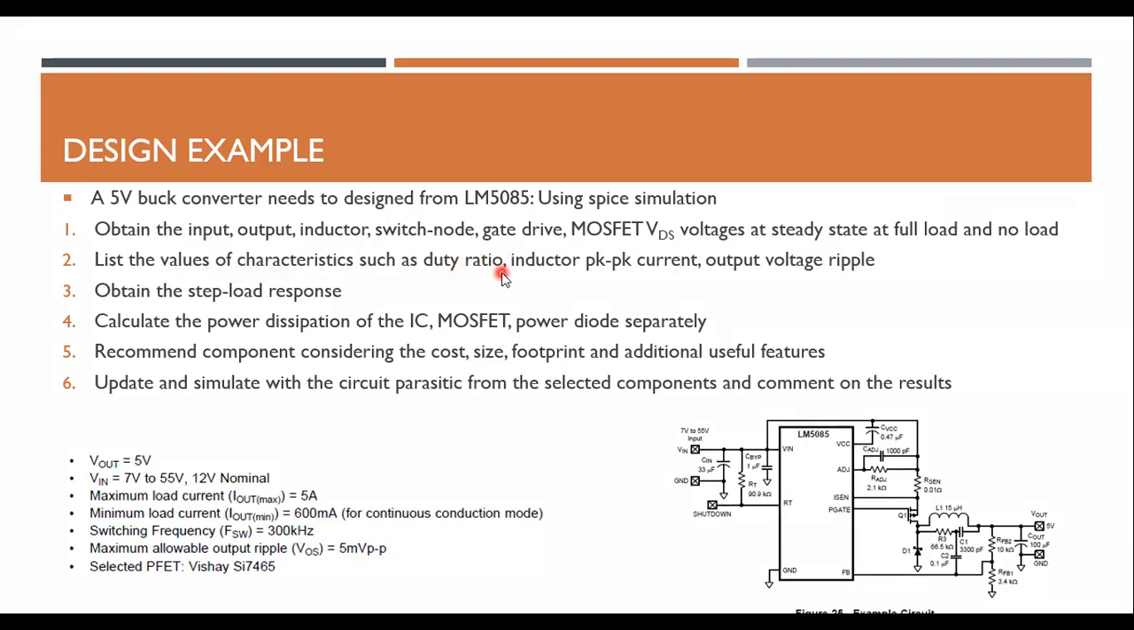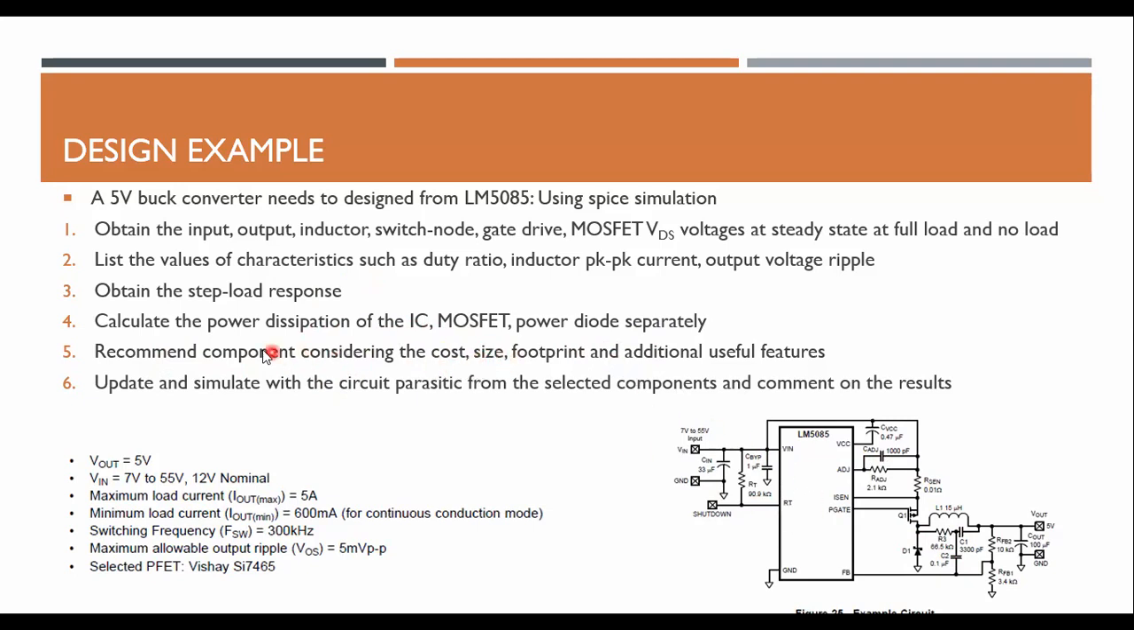Find the duty ratio. Duty ratio is turn-on time divided by the time period, that's the switching time. Inductor peak to peak current and output voltage ripple. And you can do this step load response by changing this load current suddenly. And calculate the power dissipation of the MOSFET and power diode. You can do that. The power dissipation of the IC is this internal control circuit current. You can refer to the data sheet and find that one. So you have to recommend the devices.